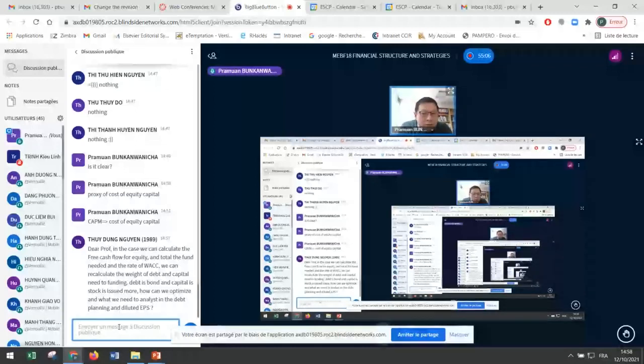Let me read it carefully. We can calculate the free cash flow for equity, total the fund needed, and the rate of WACC. We can recalculate the weight of debt and capital needed for funding. Debt is bond, capital is stock. How can we optimize, and what do we need to analyze in the debt planning and diluted EPS? I would guess that in this question you are discussing a lot on valuation.